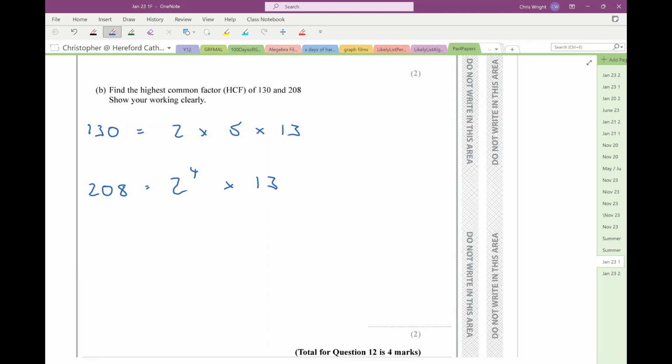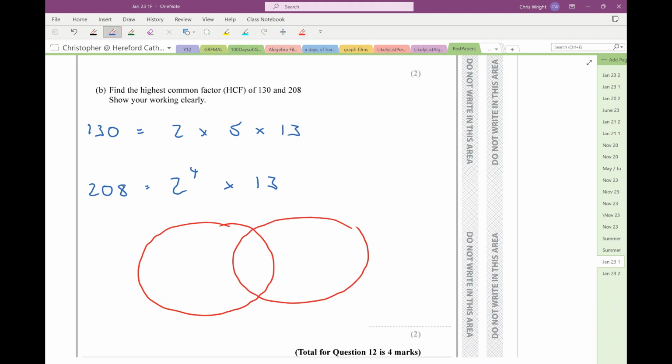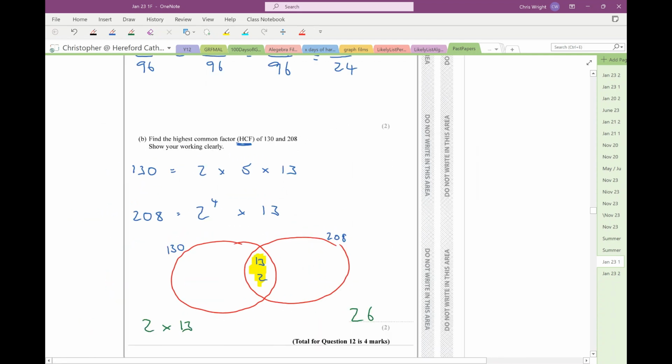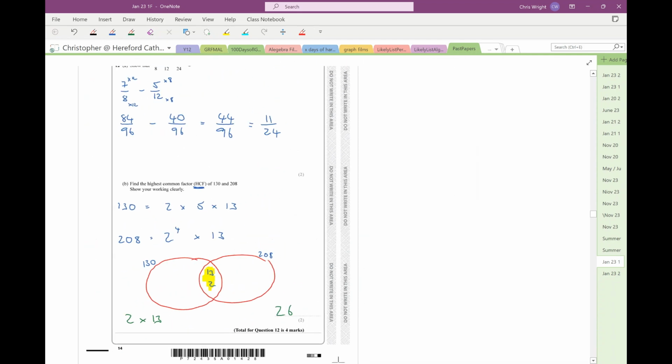Right, now I'm going to draw my Venn diagram. So I'm going to have 130 on the left and 208 on the right. Now what's in both of them? They both got a 13 and they both got a 2. Now, because in this question I'm asked to find the highest common factor, I don't need to fill in the rest. That's my highest common factor. So the highest common factor is 2 times 13, 26. And that is question 12 done.